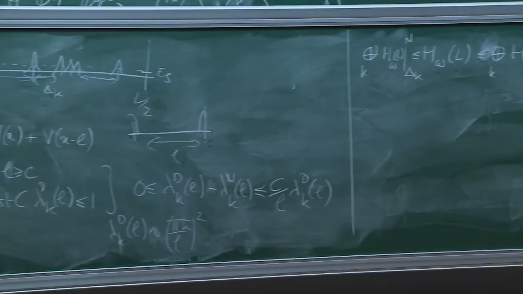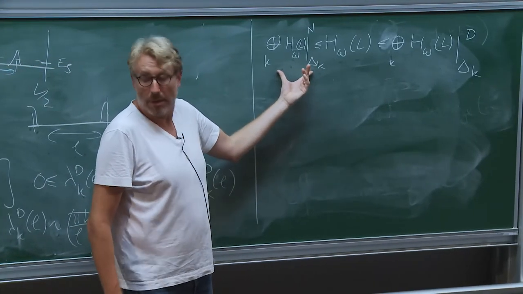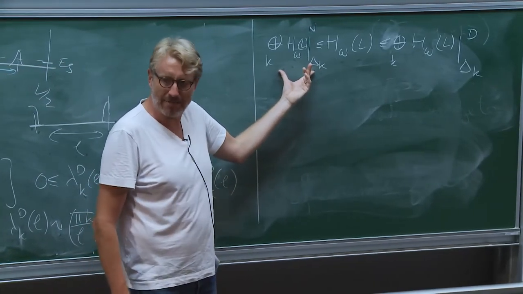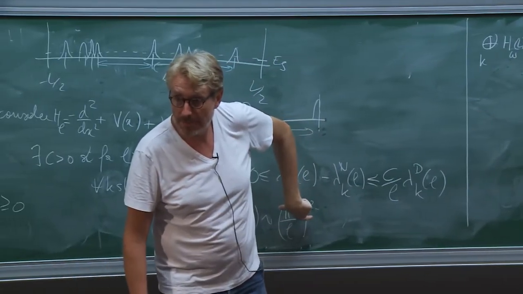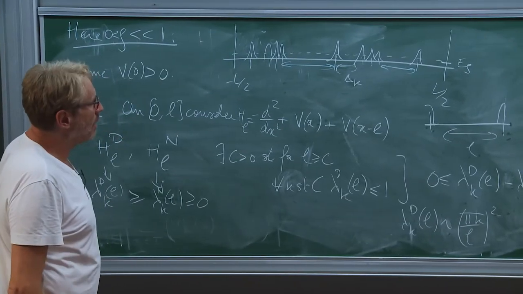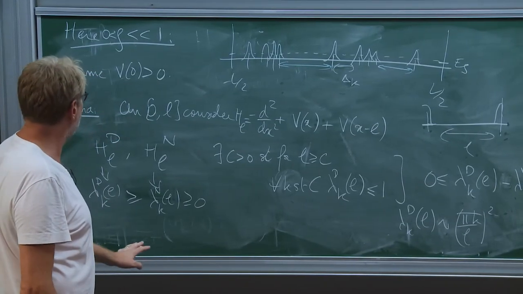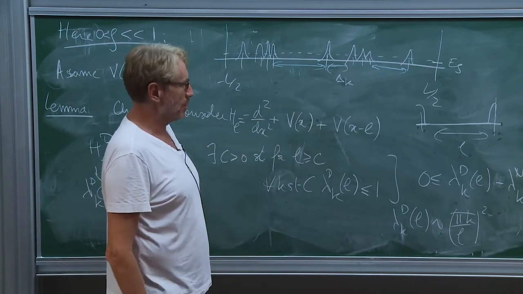Okay, if a piece is not large, the lower bound tells you that this one will not have small eigenvalues on small pieces, right? Because of this approximation. And the second thing, it tells you, that's the first thing. So you look at what's happening on large pieces.